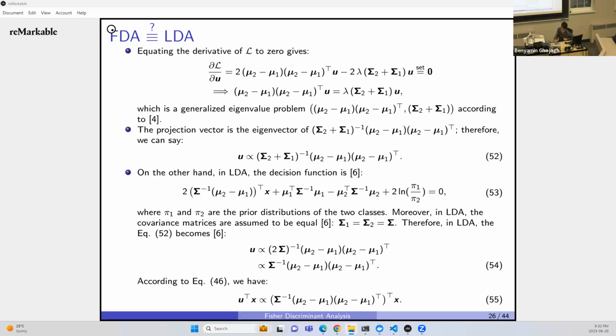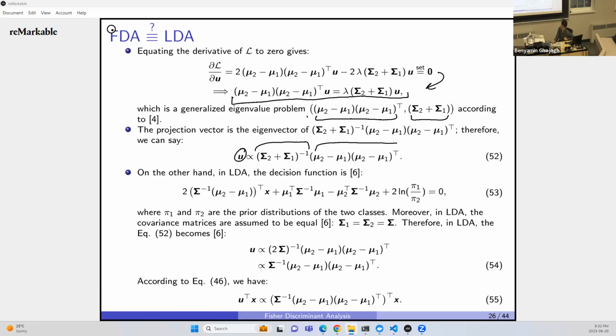So what happens if you do that? If you simplify it, it becomes this. What is this? Can you tell me? This is the generalized eigenvalue problem for this and this, right? And we know that we can convert it to an eigenvalue problem for this inverse times this. We already talked about it. Therefore, U, its solution is this, equation 52 in Fisher discriminant analysis.